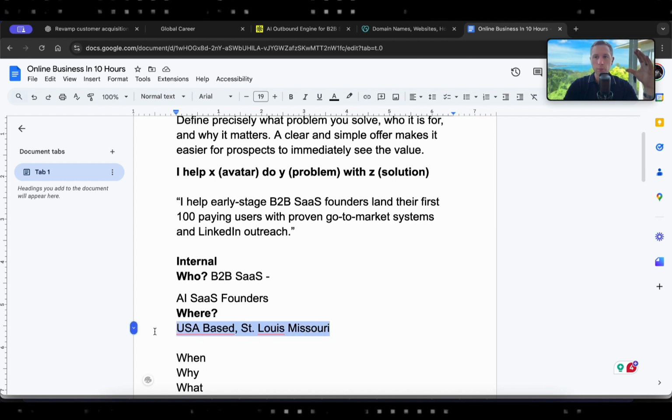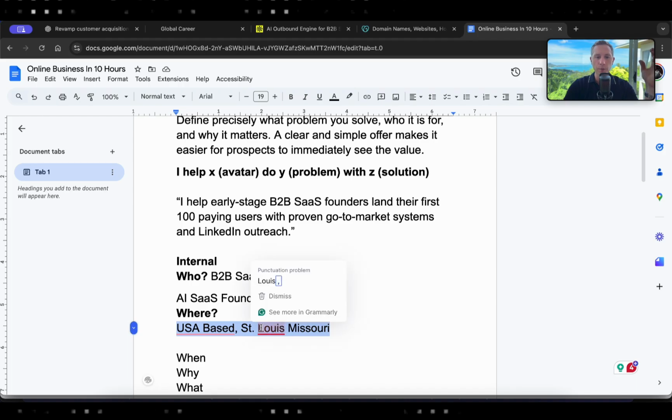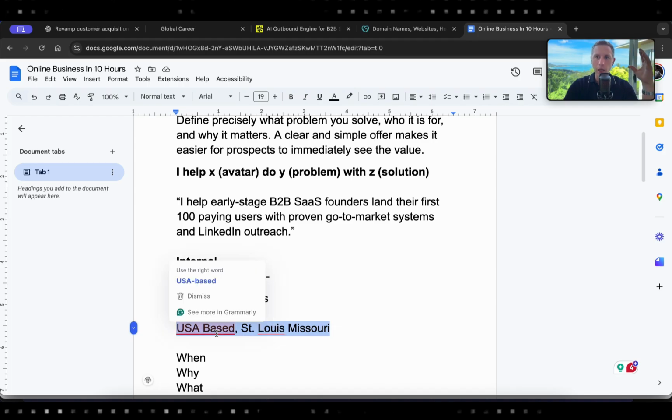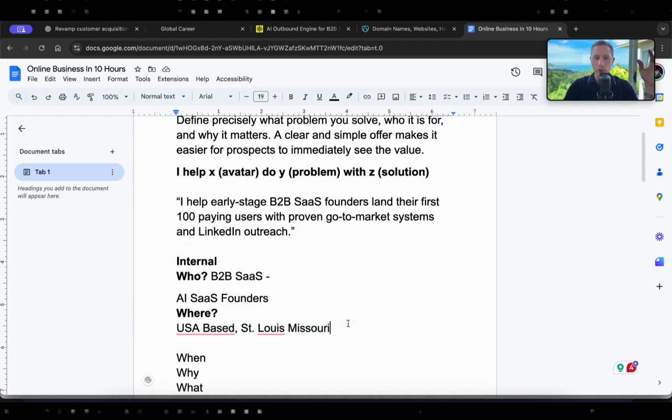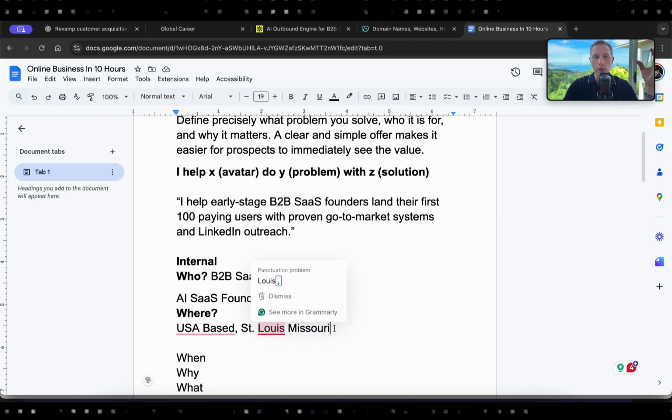And again, people who are from St. Louis are going to be a little bit more open. You might have a 10% higher conversion rate if you're also from St. Louis, just because it's like, hey, this is a real person. They're down the street. They're not overseas. So again, use this to your advantage if you live in a city.